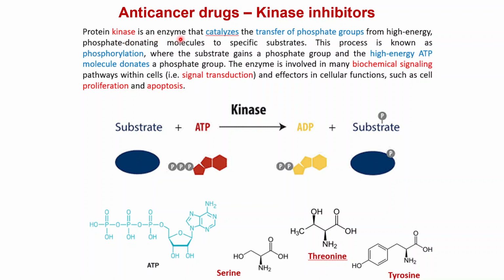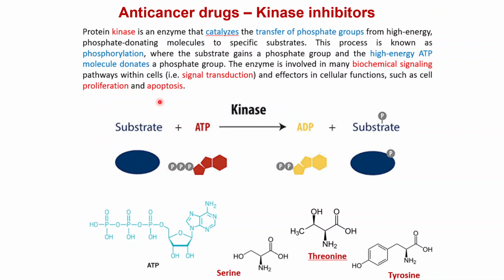Protein kinase is an enzyme that catalyzes the transfer of the phosphate group from a high energy phosphate-donating molecule to a specific substrate. This process is known as phosphorylation, where the substrate gains the phosphate group and the high energy ATP molecule donates it. The enzyme is involved in many biological signaling pathways, like signal transduction, and effectors of cellular function, such as cell proliferation and apoptosis.